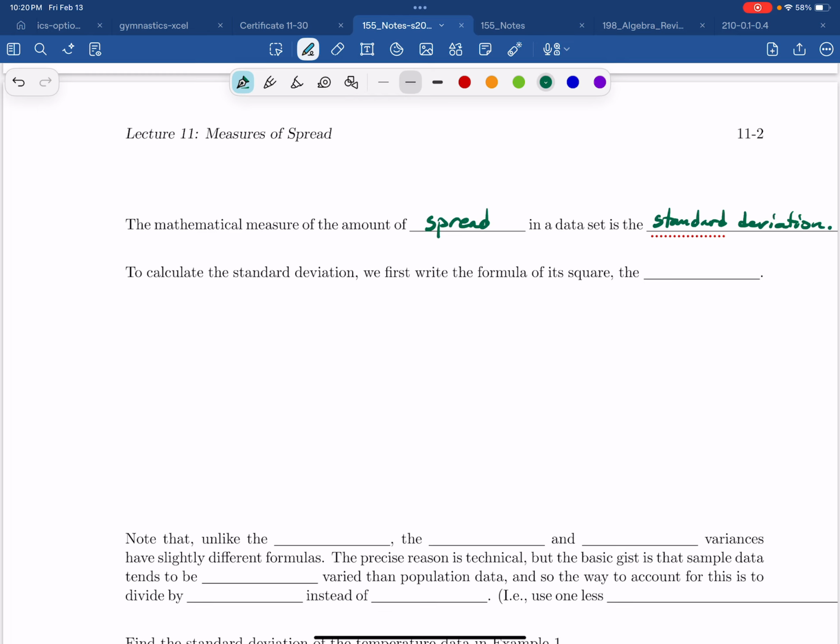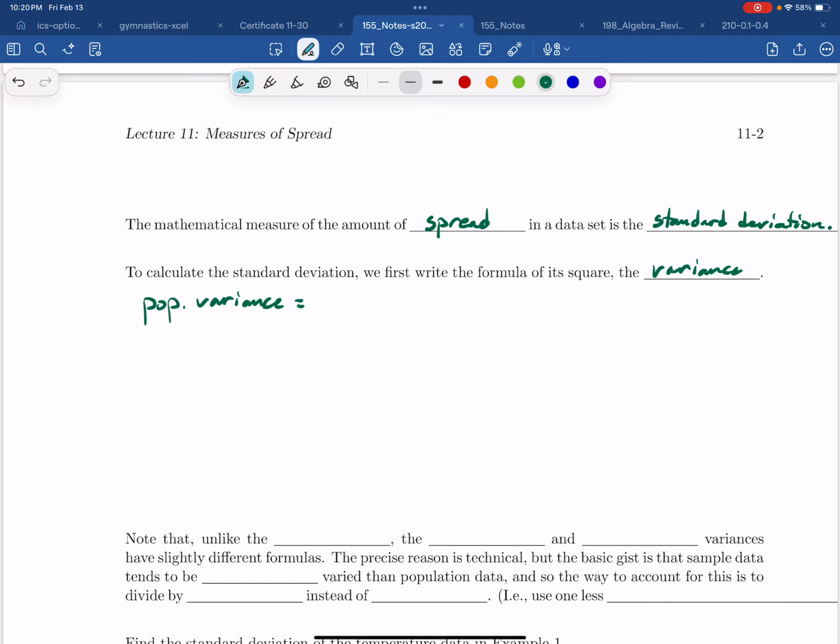So anyway, to calculate the standard deviation, we first write the formula for its square, the variance. And this gets a little bit technical here. I actually have to write two formulas here. I'll say population variance equals the following, equals this lovely formula.